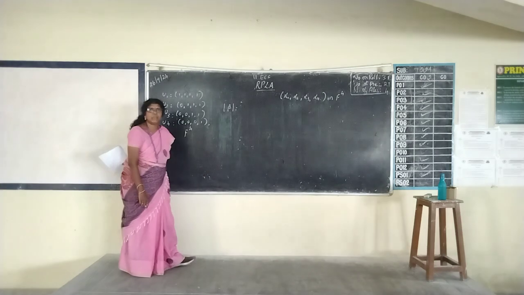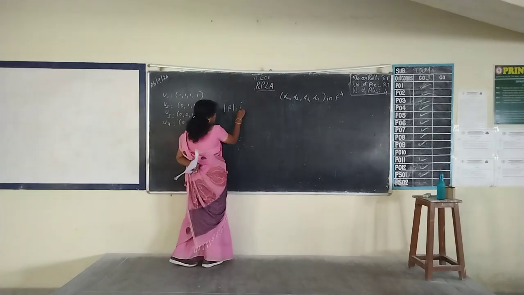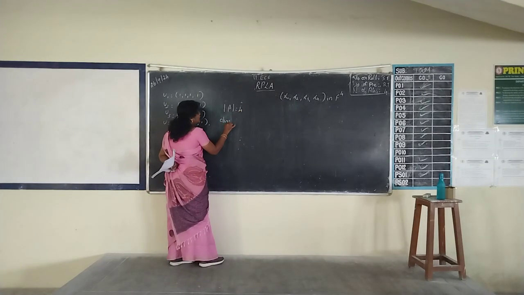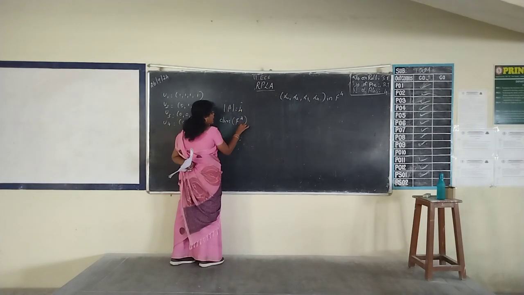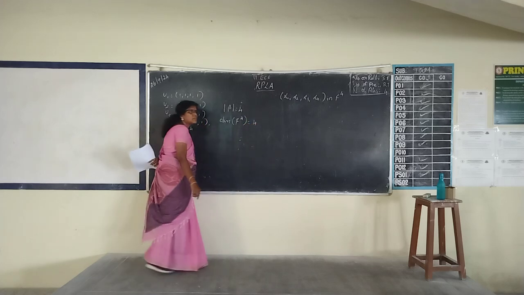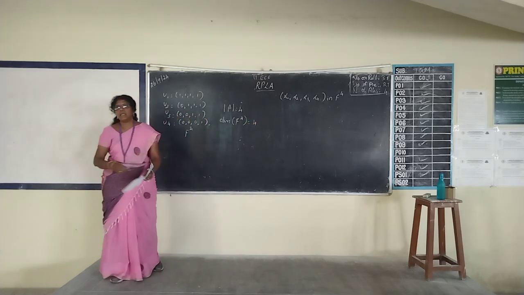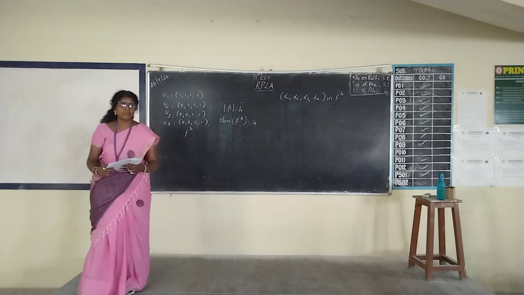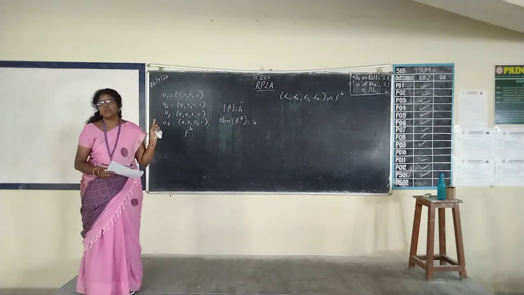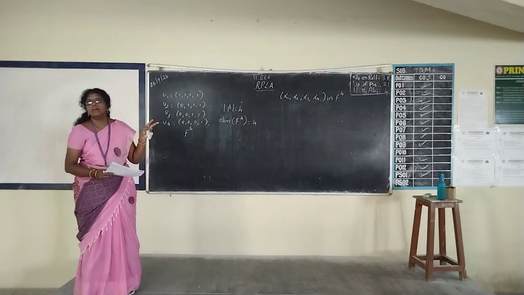What is the coordinate of theta? 4. And the dimension of F power 4 is 4, like R. Okay, the dimension of F power 4 will be equal to 4. Whether both the dimensions are equal? Yes, one condition is over. What is the next one you have to check?